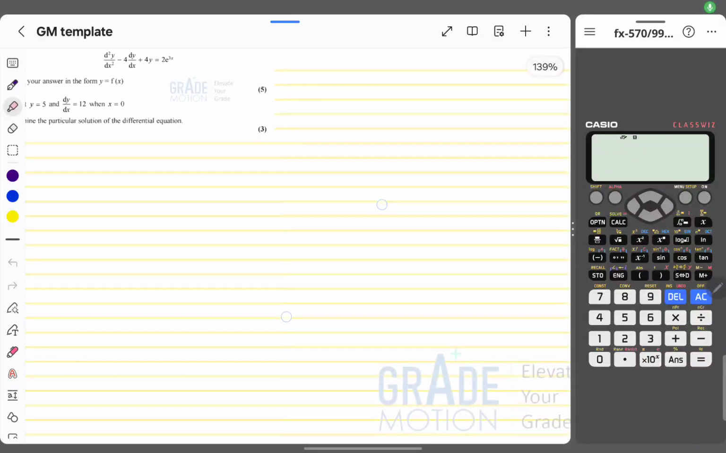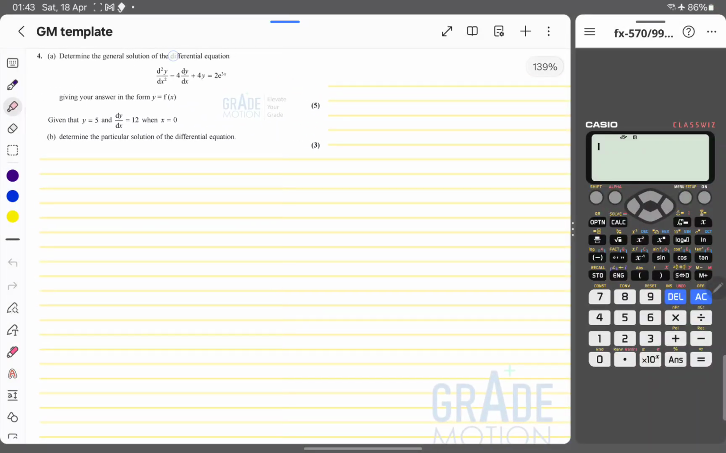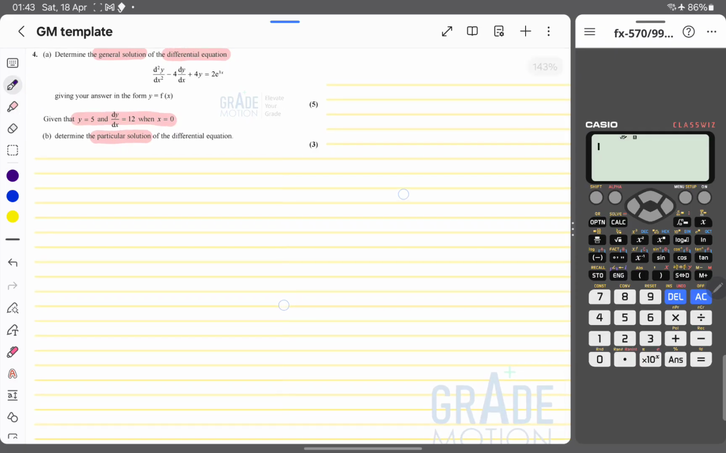Number 4. For question number 4, we have a differential equation question. For part A, they want us to find the general solution, whereas for part B, they want us to find the particular solution given some conditions. Let's start with part A straight away.